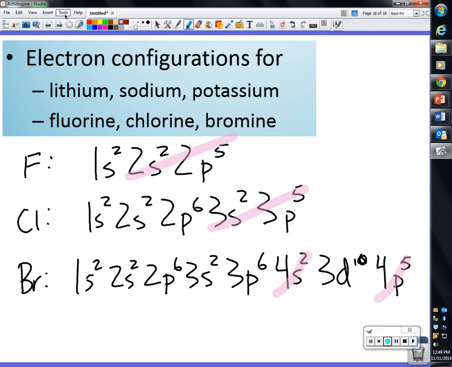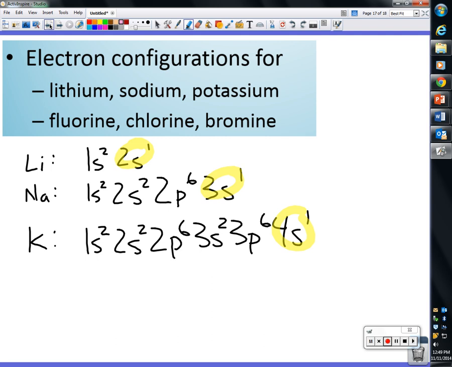If we go back here, what period is lithium in? 2. What period is sodium in? 3. What period is potassium in? 4. So while all of their electron configurations are similar, the row that they are in corresponds or relates to the principal energy level where that electron configuration ends up.